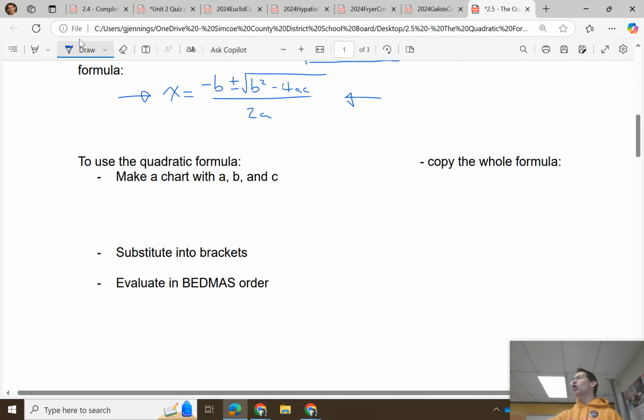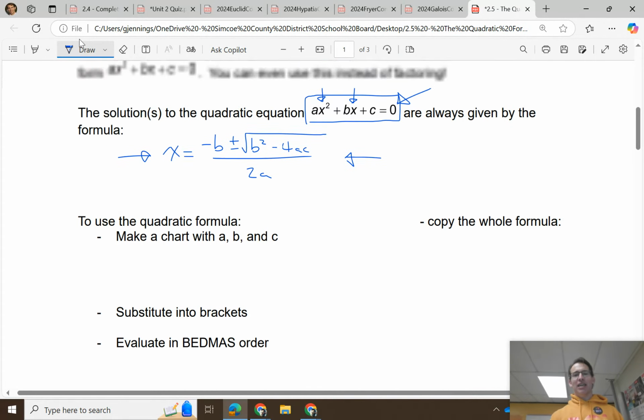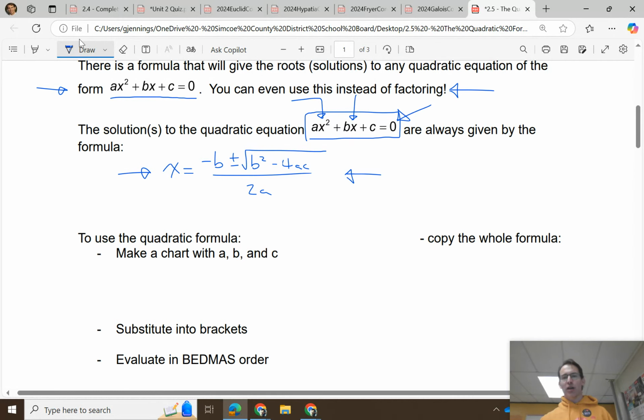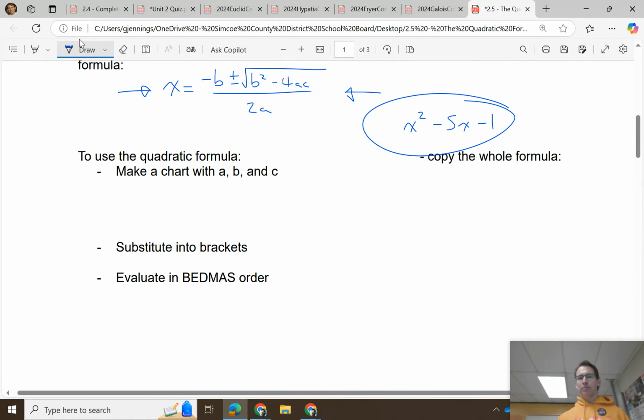There are so many places where students will make errors here that are avoidable if you just do things the way I say. And so this is what I say you do. Make a chart with a, b, and c. We're going to do this with x squared minus 5x minus 1. There's our quadratic that we're going to solve.